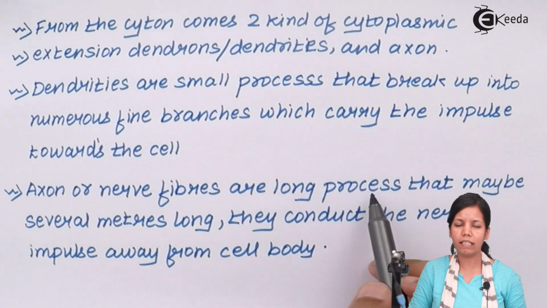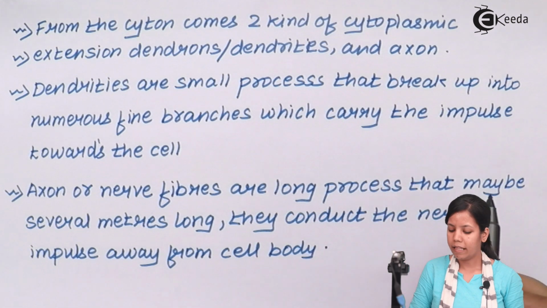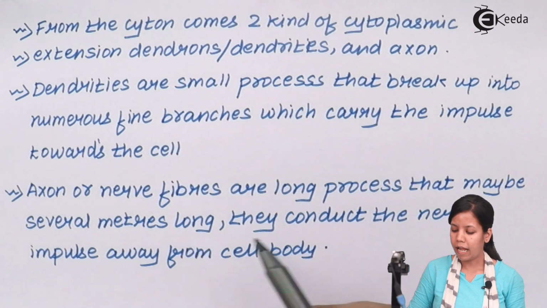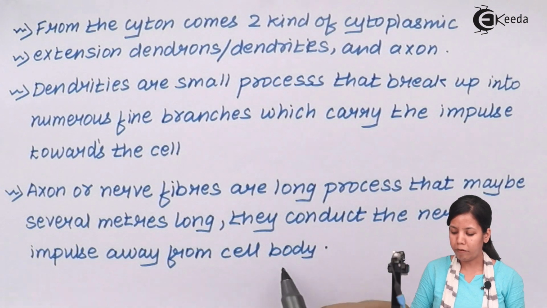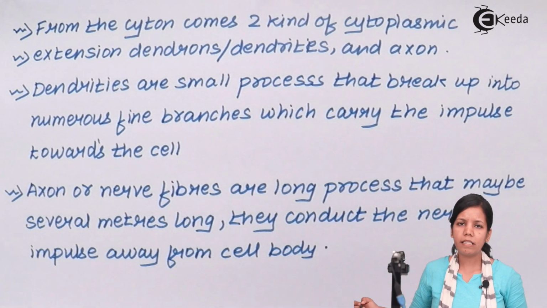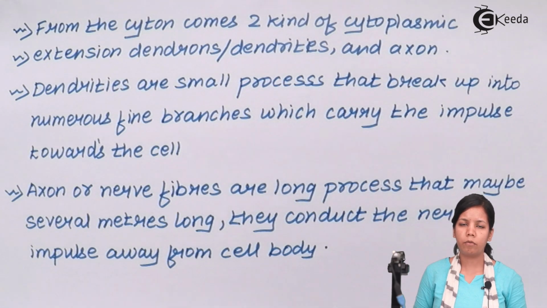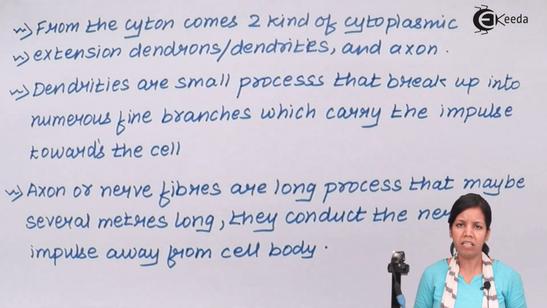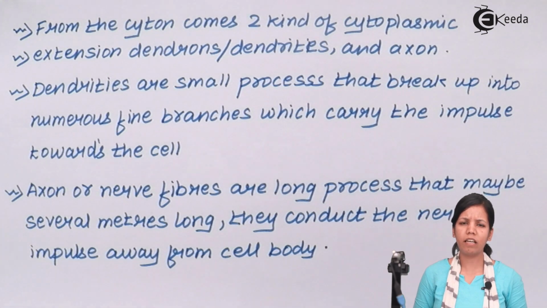So I could simply say that dendrites are present along with the cell body, and further down there are axons present. Those axons will contain your Schwann cells, myelinated sheath, etc. that may be several meters long and conduct the nerve impulse away from the cell body. And they basically conduct this nerve impulse away from the cell body with the help of a chemical, or you simply say acetylcholine. Now during nerve impulse, what happens is, imagine there's a nerve cell present.